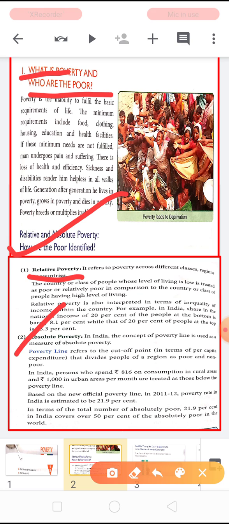I mean, suppose there are 100 absolute poor people from the entire world, and out of these 100, 50 poor, I mean 50% of the absolute poor, are living in India. So just see the absolute poverty of a country.